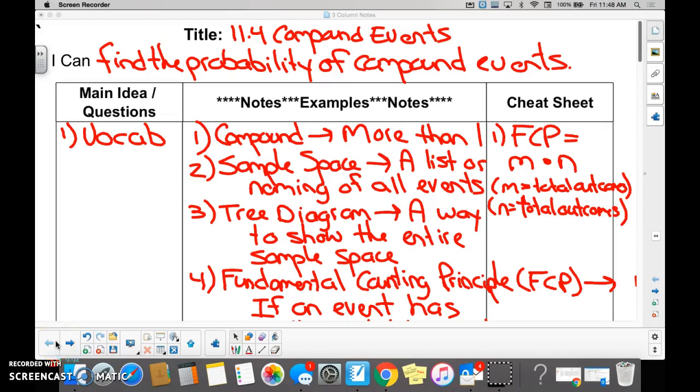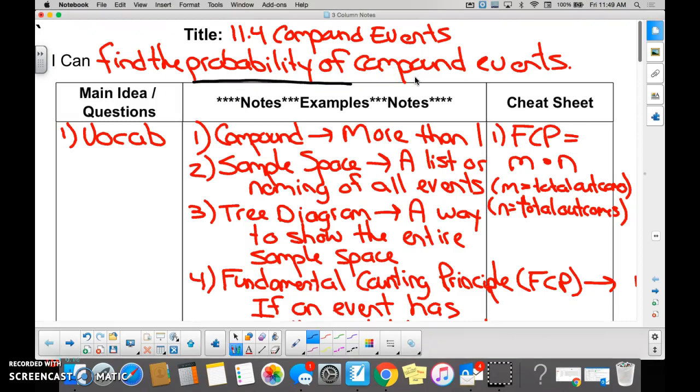11.4 compound events. I can find the probability of compound events. Now, we did compound events. We actually didn't get to finding the probability until that very last problem. Did you guys realize that?